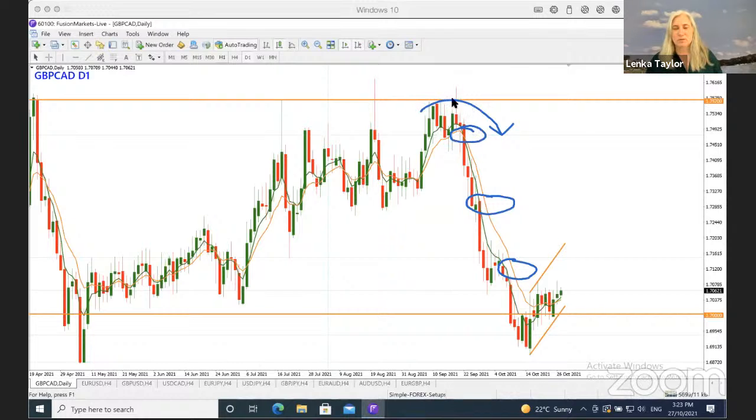So I usually try and set the stop loss at a reasonable level, not too close, because if the stop loss is too close, then you get bumped out too quickly.